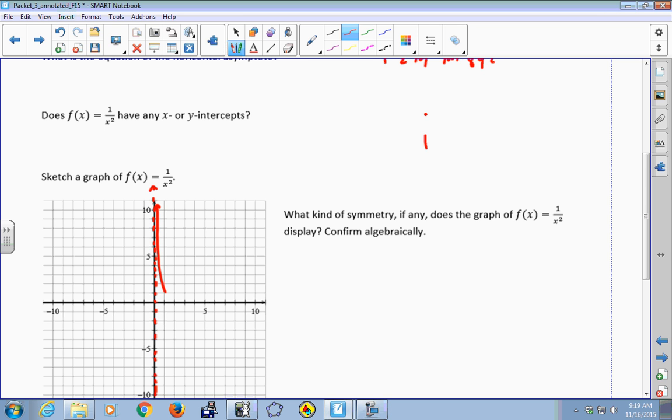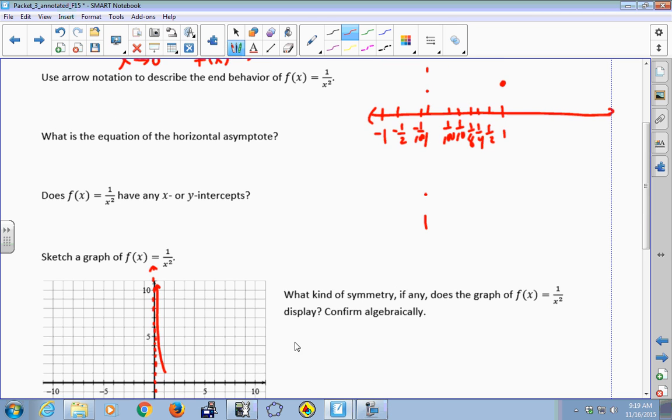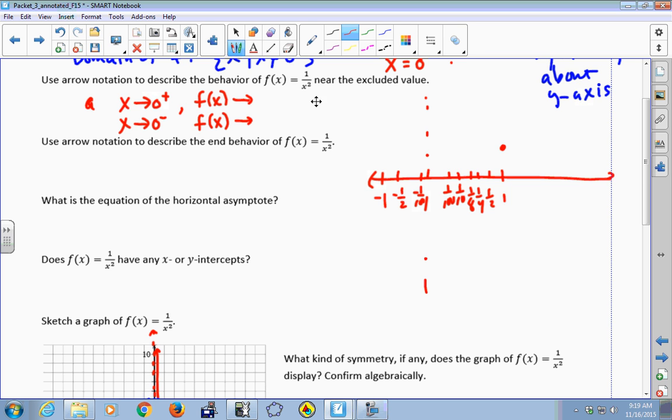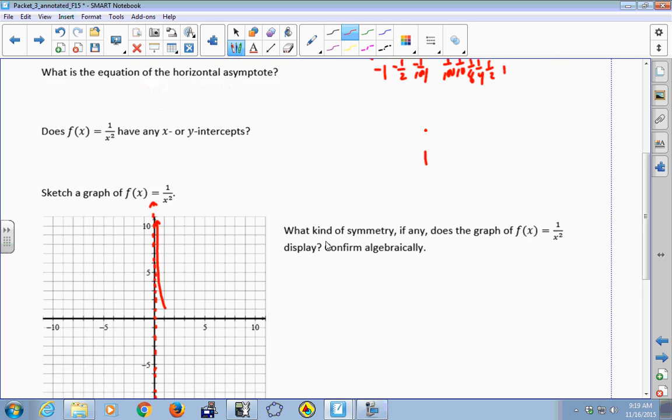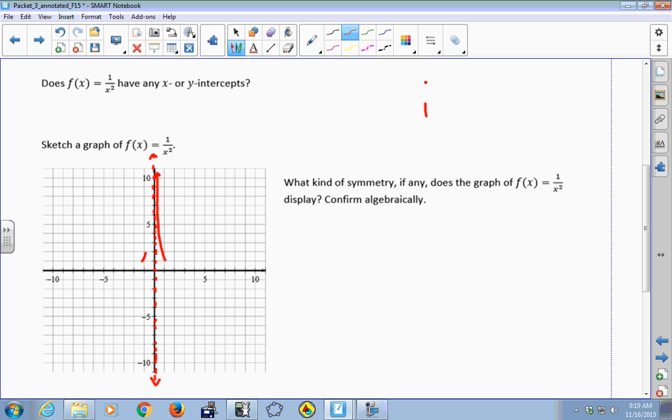Okay? So the same thing will happen on the other side, because even when I put a negative number in, once I square it, I'm positive. So the same exact thing happens on this side. As I approach my value of x equals 0 from both sides, from the left and the right, the value of my function, f of x, is getting huge. And similarly, my end behavior is still approaching 0 as x gets really, really big. In fact, it gets closer to 0 much faster.